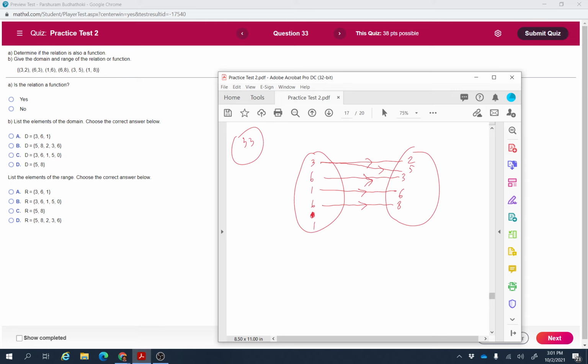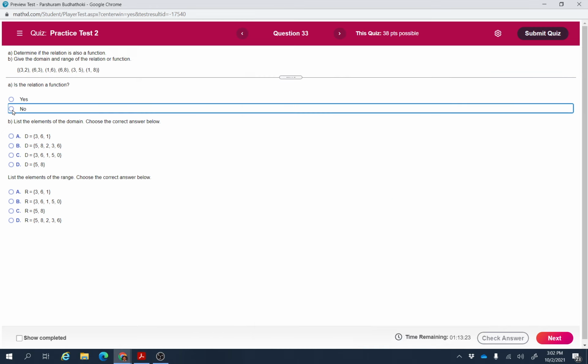Also there is another point: 1 is repeated and 1 is going to 8. So you don't repeat the number on the domain here. As you can see, there are two arrows coming from two different numbers, that means it's not a function. So this relation is not a function.